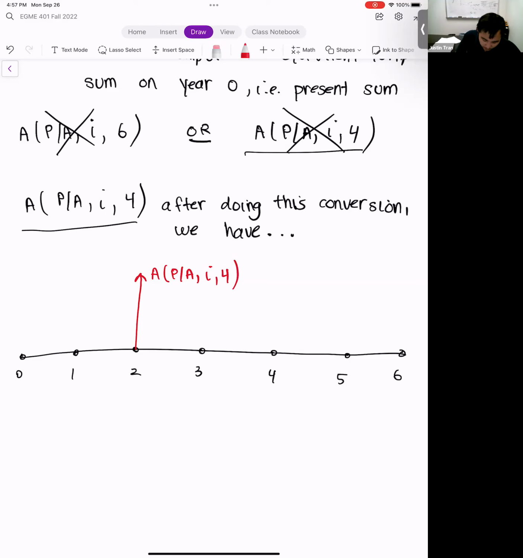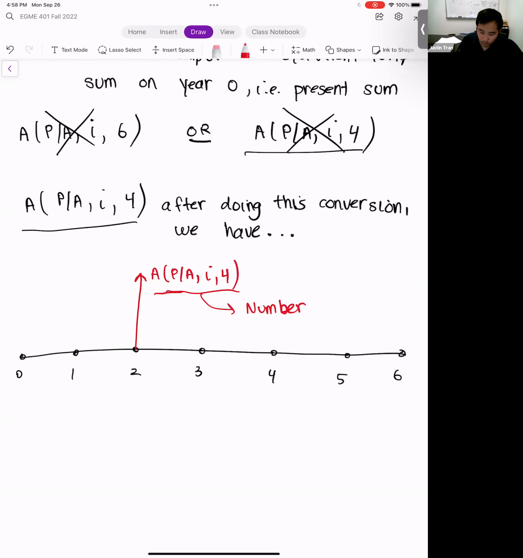And so, of course, I think everyone knows by now that when you perform this conversion, you look up this number in the compound interest tables, and then you multiply by A, and you get a new number, okay? This entire quantity here, A times P over A, i, 4, is something that you can compute. So this right here is just a number, right? But we're not quite done yet.